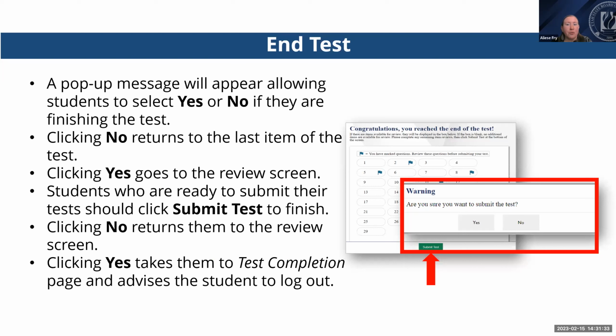So when students are truly ready to end, they should click the end test button, and a pop-up's going to ask them to select yes if they're ready and no if they're not. If the student selects no, it's going to return them to the last item on the test, and they can still continue to revisit previous items. If the student clicks yes, they're going to be taken to a review screen where they have the choice to review their answers or submit their test. Their ability to review and change answers is subject to the pause rule if applicable for the test.